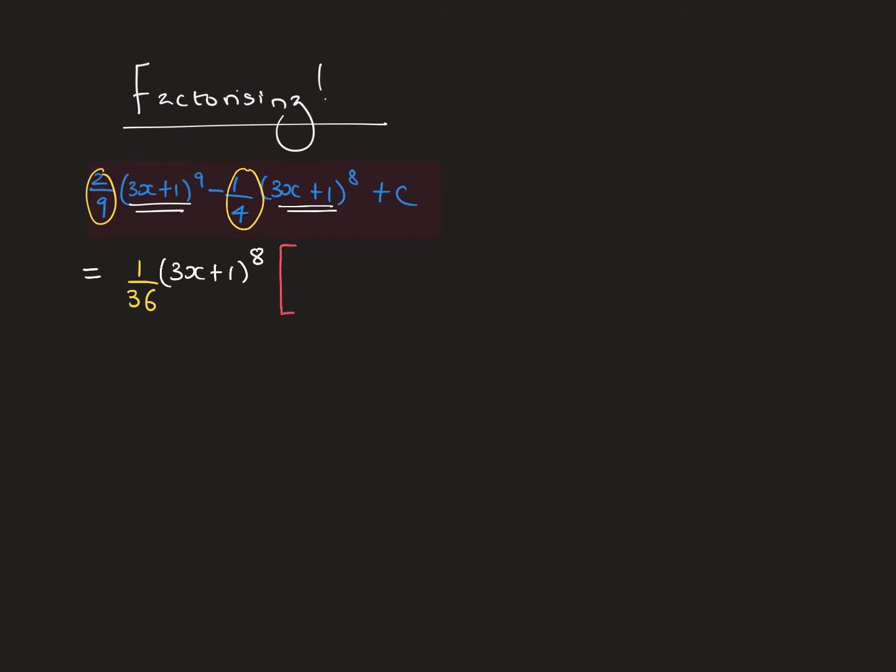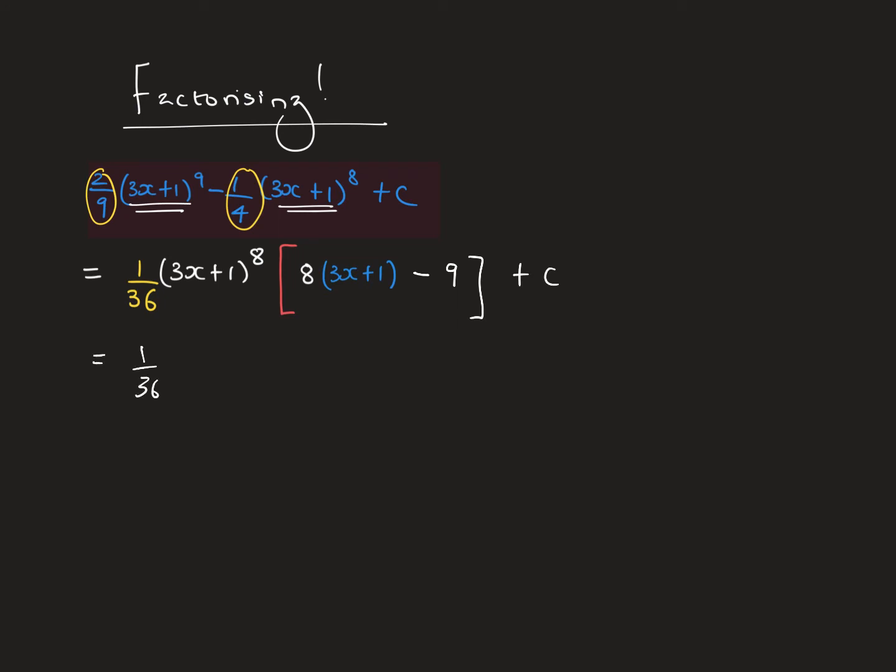Now, I then need to make sure that I have something here which will multiply back to give me 3x plus 1 to the power 9. So I definitely need a 3x plus 1. And then effectively I need to make sure I do 2/9 divided by 1 over 36. So I'm going to end up with a factor of 8 here. Now for the second portion, I just need to end up with 1/4, 3x plus 1 to the 8. I already have the 3x plus 1 to the 8, so I just need a 9 here. And then plus c outside.